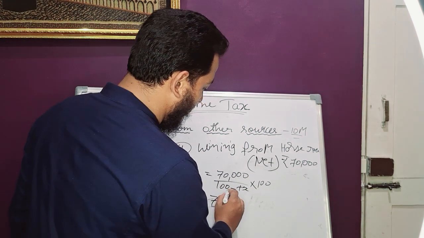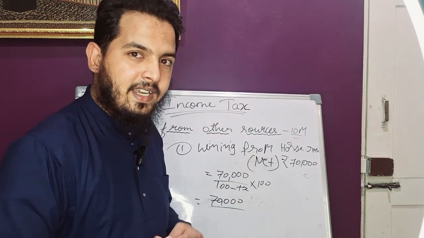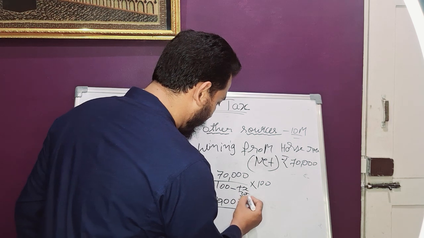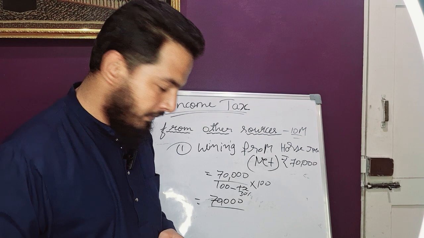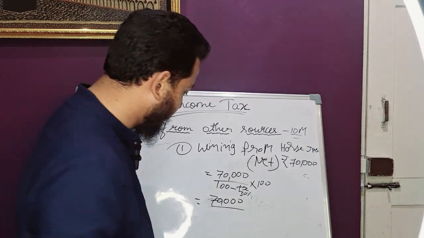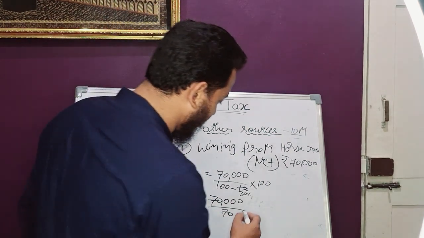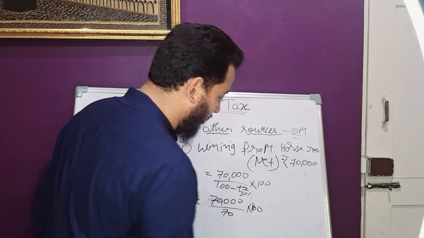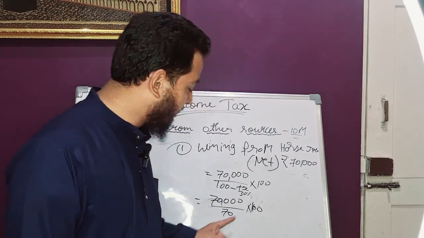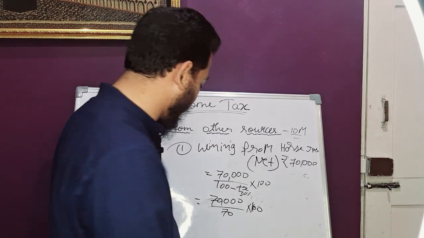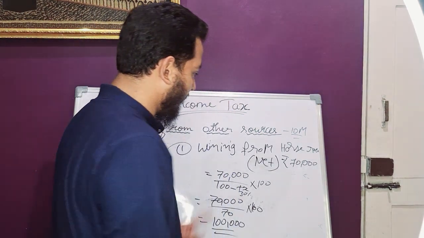So 70,000 in the question, 100 minus tax. What is the tax rate for casual income? TDS rate 30%. So 100 minus 30, 70. If 70,000 is for 70%, then how much for 100%? It will come to rupees 1 lakh.